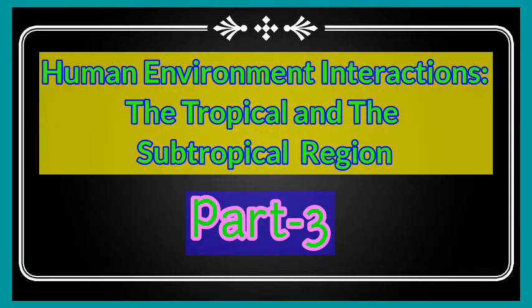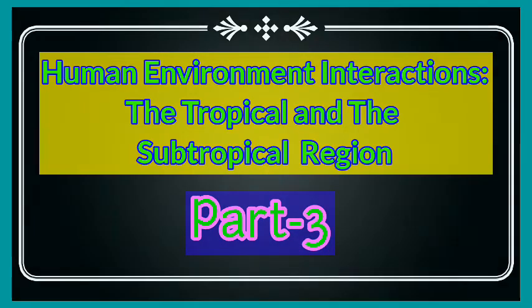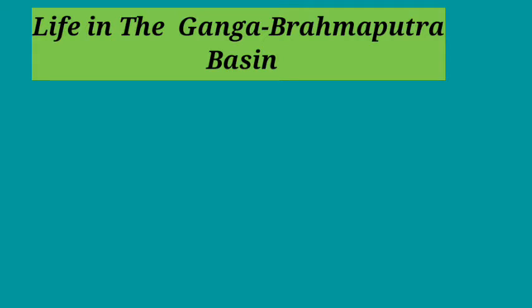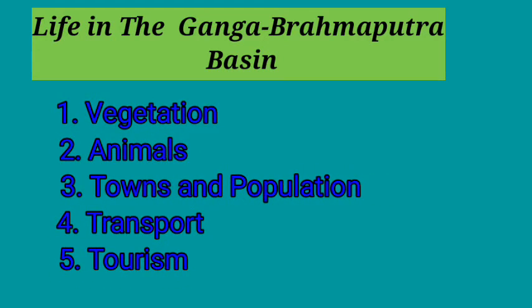Dear students, today we are going to start part 3 of the chapter Human Environment Interactions, the tropical and the subtropical region. In the previous video, we started the discussion of life in the Ganga Brahmaputra basin. In this video, we will discuss the vegetation found in the Ganga Brahmaputra basin region, animals, towns, transport, activity, tourism, etc. So let's start today's video.